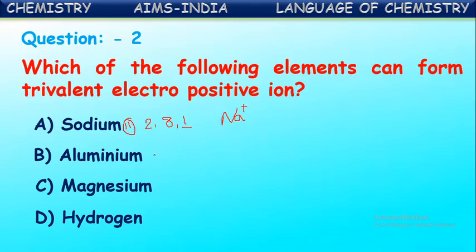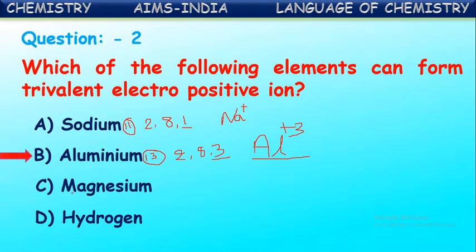Let us see the next one, aluminium. What is the atomic number of aluminium? 13. So can we say the configuration is 2, 8, 3? Yes. So how many valence electrons are there? 3. As it has 3 valence electrons, to become stable it loses those 3 electrons and forms Al plus 3 ion, which is also called a trivalent electropositive ion. So aluminium can form a trivalent electropositive ion by losing 3 electrons.